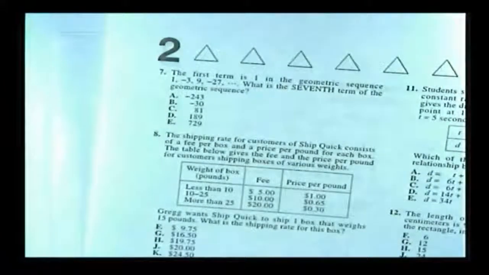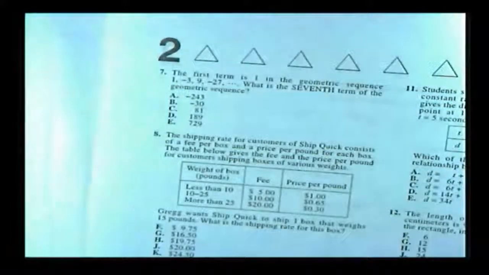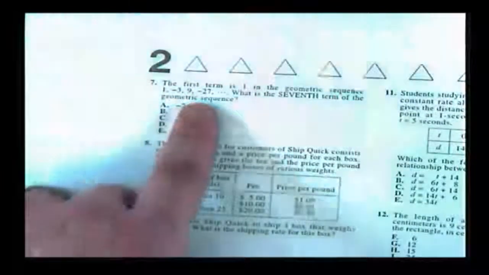There it is. The first term is 1 in the geometric sequence: 1, negative 3, 9, negative 27. What is the 7th term of the geometric sequence? So they give you 4 terms, and it is our job to figure out what is the 7th term. Now right off the bat, they told you geometric sequence.